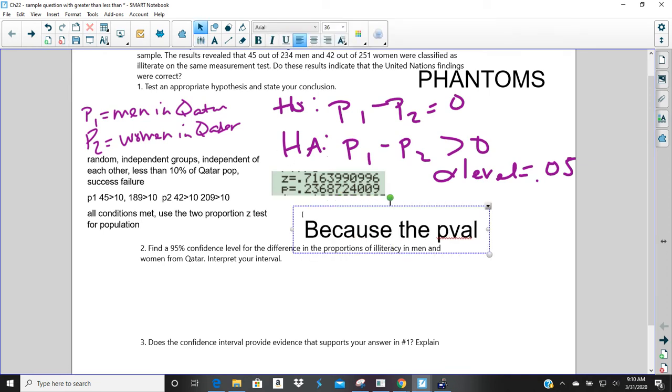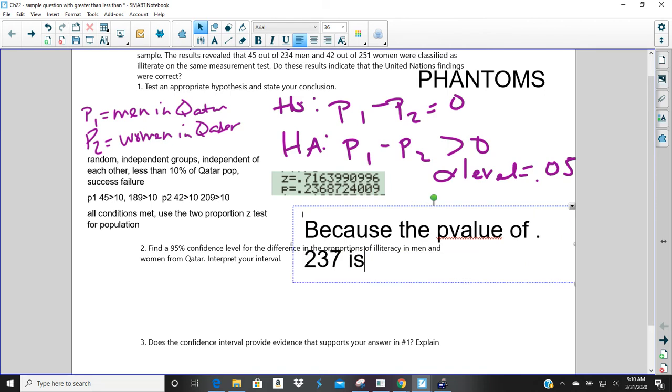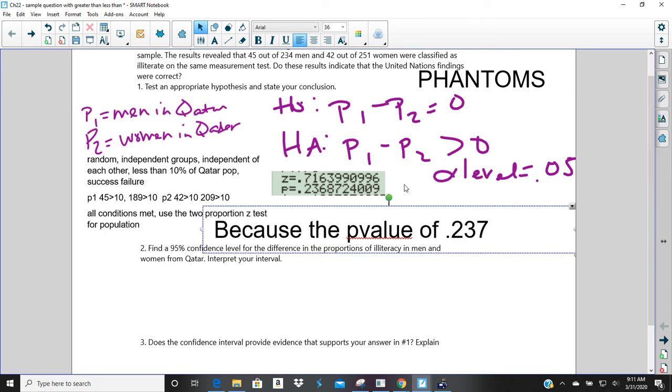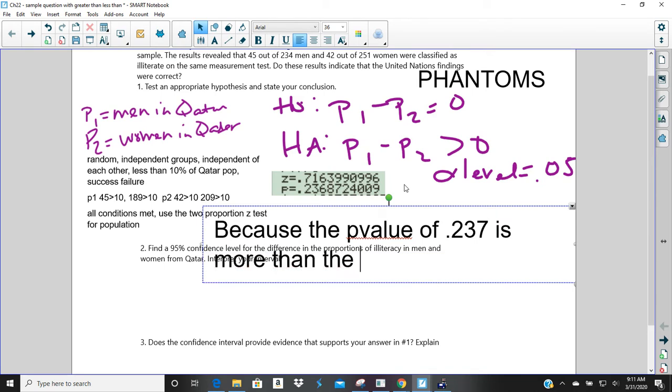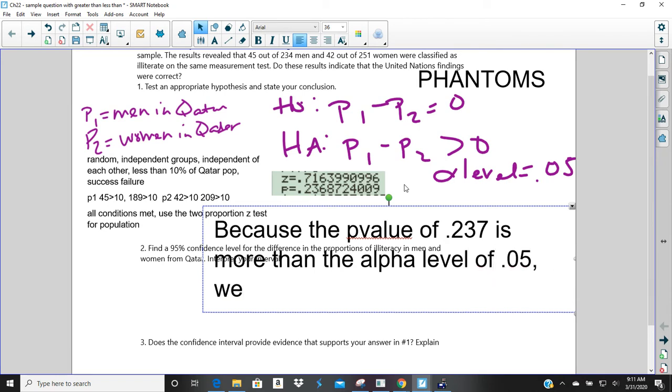Because the p-value of 0.237 is more than the alpha level of 0.05, we fail to reject the null hypothesis.